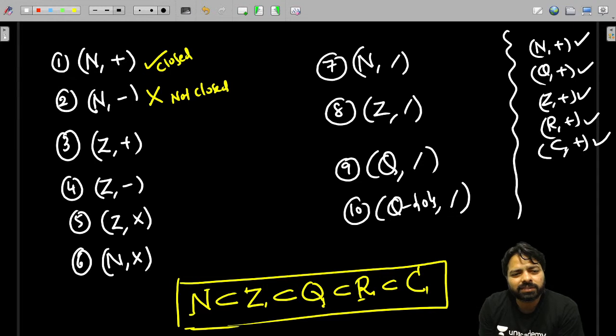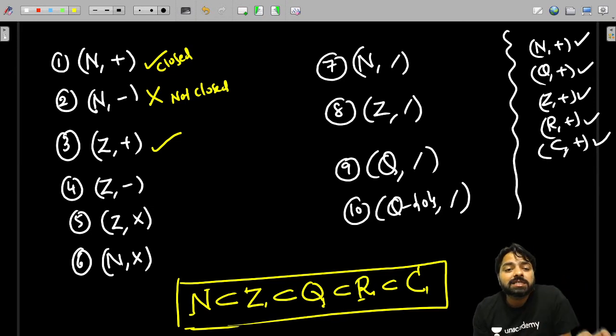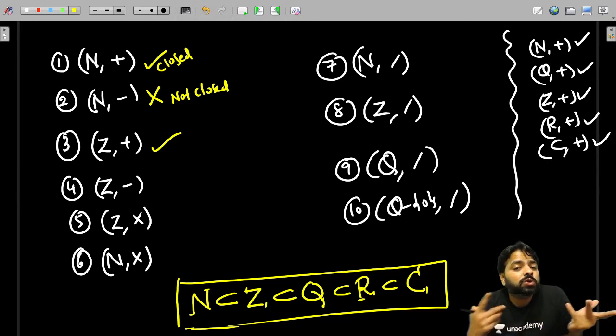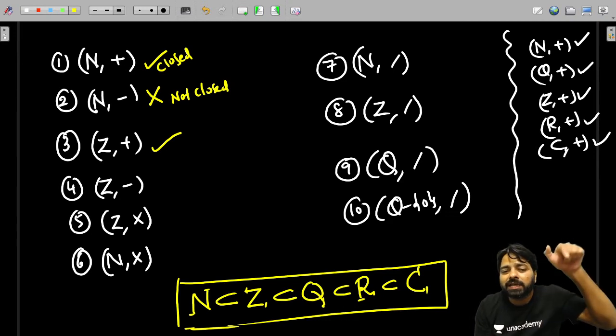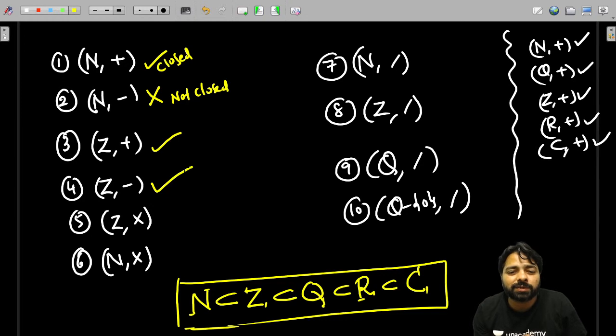Yeah, only for these sets I am talking about. Z plus, if N plus is closed, don't think always, yeah, Z minus. But sometimes it could be that N minus is not closed, but Z minus could be, because 2 minus 5, you get minus 3. Minus 3 is there in integers, so it has to be closed. Z minus is closed because negative numbers are also there.